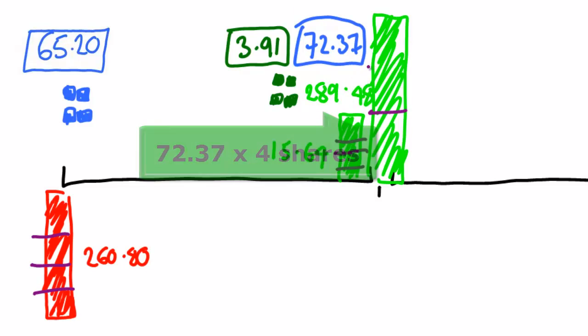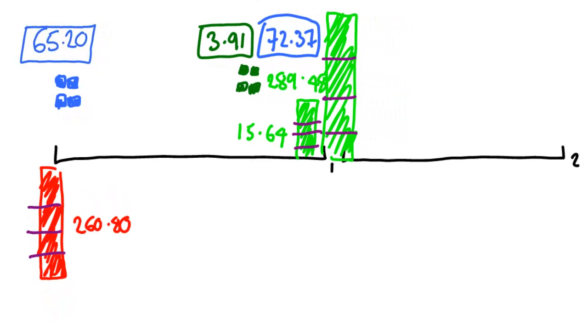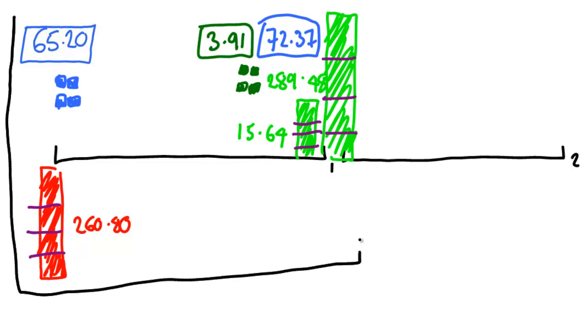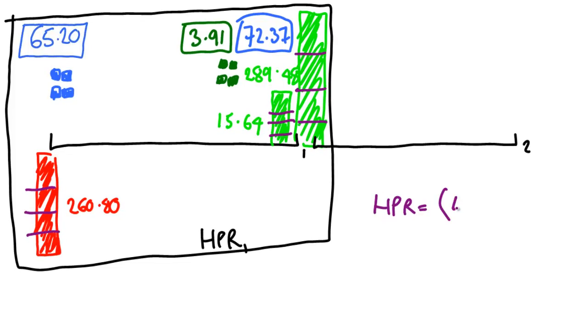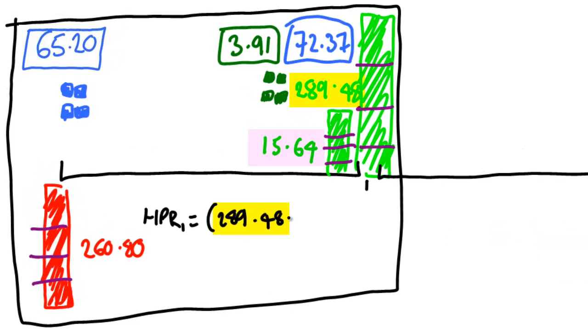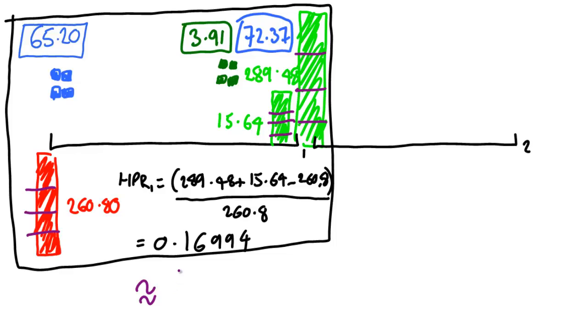$289.48. Remember, with the time-weighted rate of return, we pretend that the investor gets out of the investment at the end of every single year and then starts again the following year. We're now ready to work out the first holding period return, or what we'll call HPR1. All holding period returns are equal to the end value plus the income, take away the initial value, and then divided by that initial value. In this case, this is 289.48, add 15.64, take away 260.8, all divided by 260.8, which is equal to 0.16994, or approximately 16.99%.